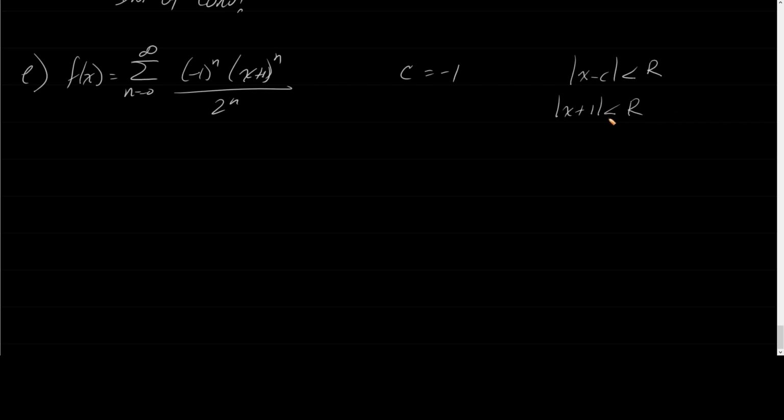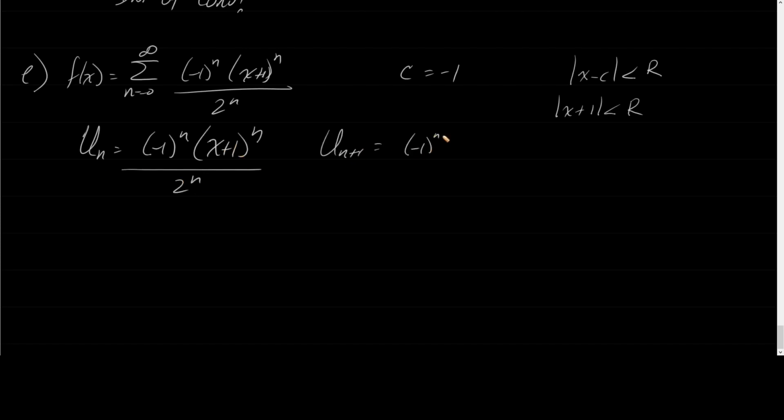Now, what are we going to do? Well, we need to do the ratio test to figure that out, right? So what's u sub n? Negative 1 to the n times x plus 1 to the n over 2 to the n. What's u sub n plus 1? That's negative 1 to the n plus 1 times x plus 1 to the n plus 1 over 2 to the n plus 1.